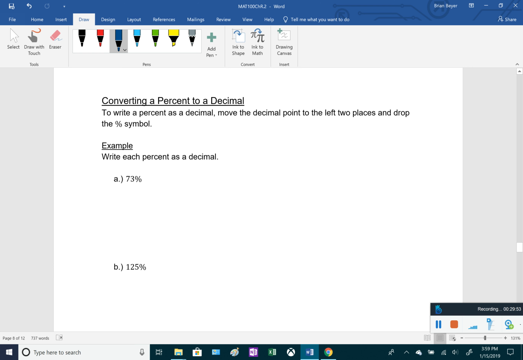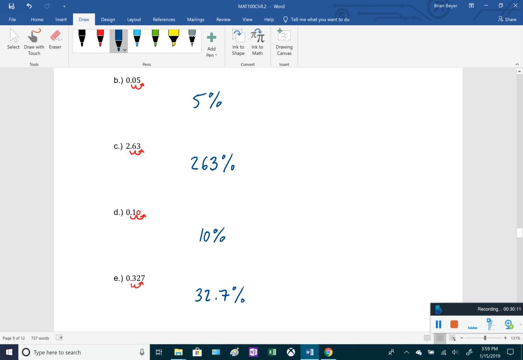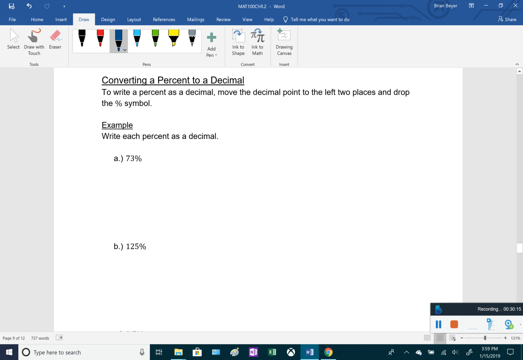So let's go the other way now. Let's convert a percent to a decimal. So writing a percent as a decimal is just going to be the opposite of what we just did. We're going to move the decimal point to the left 2 places and drop the percent symbol. Just like we were doing previously, having the percent symbol is super important, so we have to make sure we drop it here when we write it as a decimal. So let's do these examples. Let's write each as a decimal.